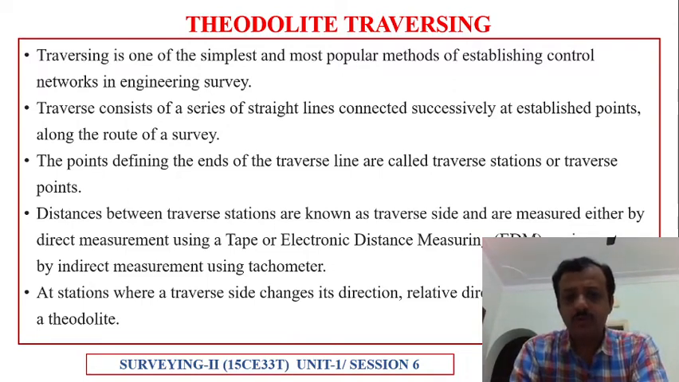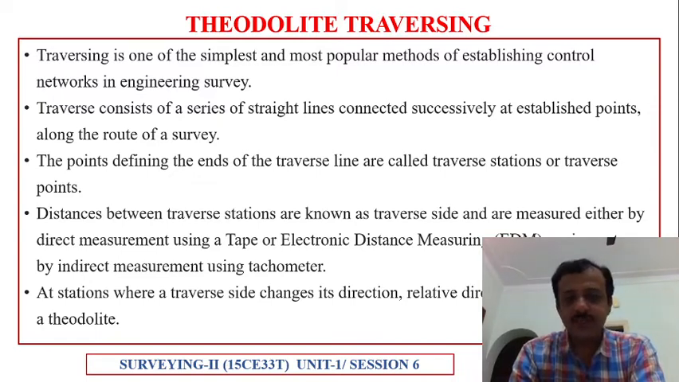In traversing we measure the length of the line and also the bearing of the line. The points defining the ends of the traverse line are called traverse stations or traverse points. The distance between the traverse stations is known as the traverse side. This is measured by direct measurement using a tape or an electronic distance measuring device, that is EDM, or by an indirect method using a tachometer.